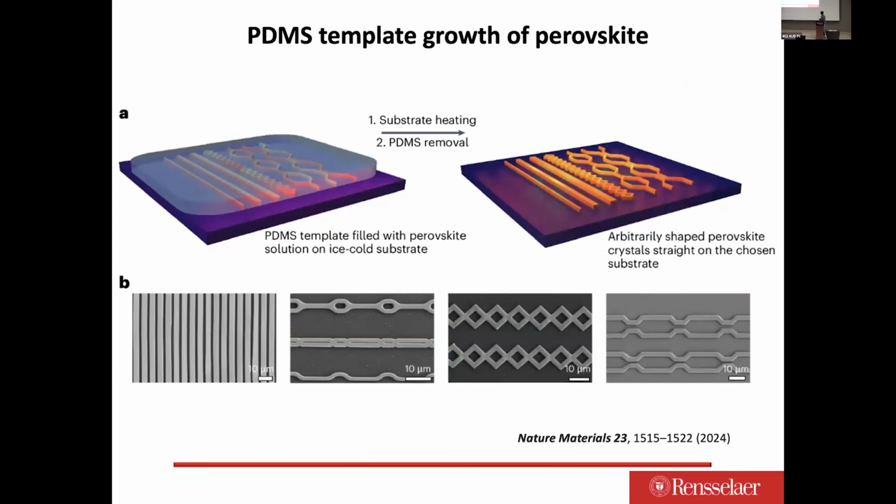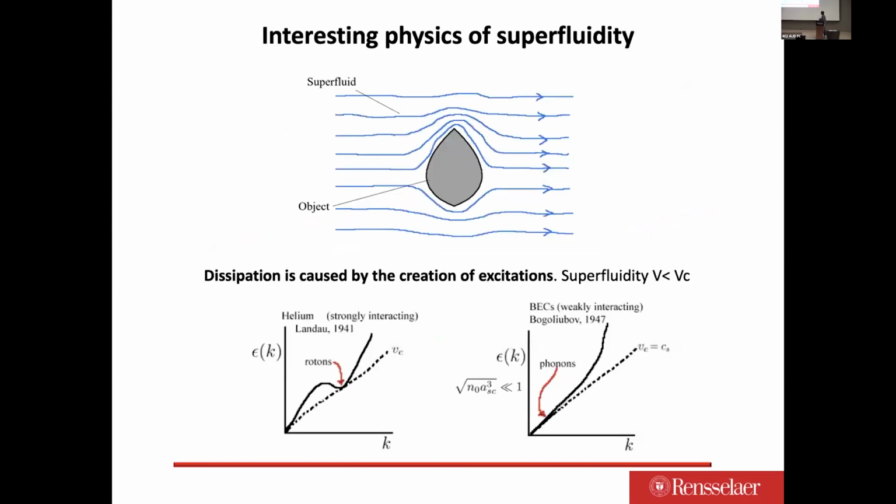So the method was later further developed by our colleague in Poland. In this Nature Materials paper, they use PDMS as a template, and can even pattern various shapes of the material. So the interesting physics one can study, the first thing coming to mind is superfluidity, because in the cold atom community, the first thing after the BEC is to show the superfluidity behavior of this.